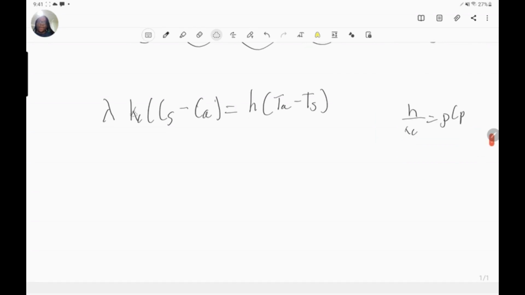And so we see that we have our equation here, and we see that these two variables, if we just divide this over. So I'm going to go ahead and do that. CA equals H over KC, and that's just going to be H over KC. H over KC is just going to become rho times our specific heat.